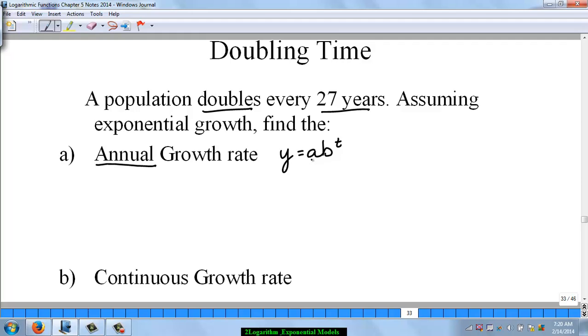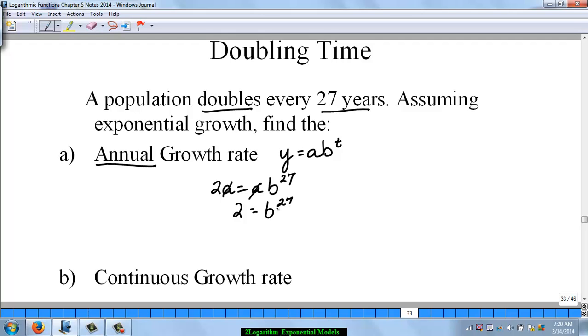So I know I'm going to take a, and I want to know when it doubles. I'm going to say it doubles every 27 years. And so they want us to find actually your b, or your growth rate. So I plugged in that information. The a's are going to cancel. So I have 2 equals b to the 27th.